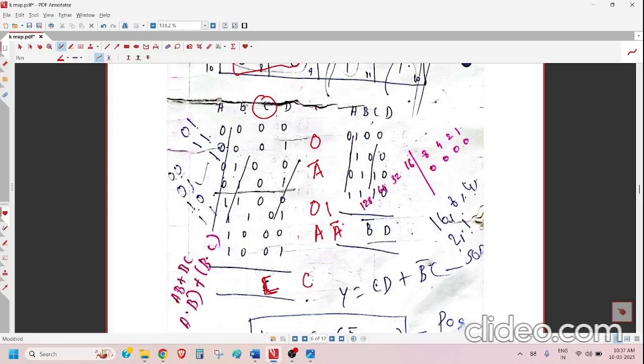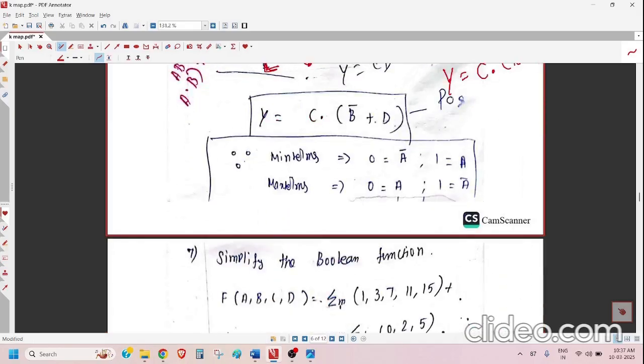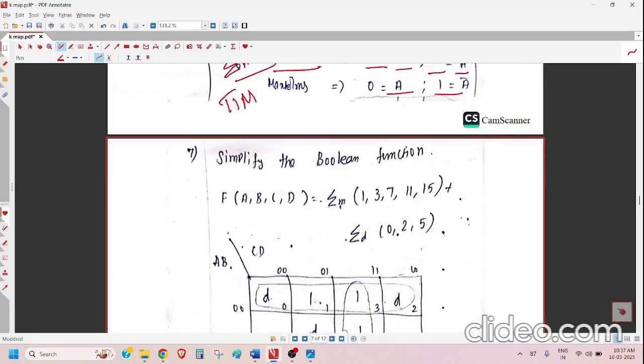Likewise here also, and don't forget to write the answer in the POS form. Since it is a POS, that is C plus, sorry, it is not C plus. The answer is y is equal to C into B bar plus D. Likewise, you have to mention. This is how you have to solve the K-map. Don't forget, if it is min terms, 0 is A bar, 1 is A. And if it is max terms, 0 is A, 1 is A bar. That is, summation or small m is min terms, and pi or capital M is max terms. This is how we solve the K-map.